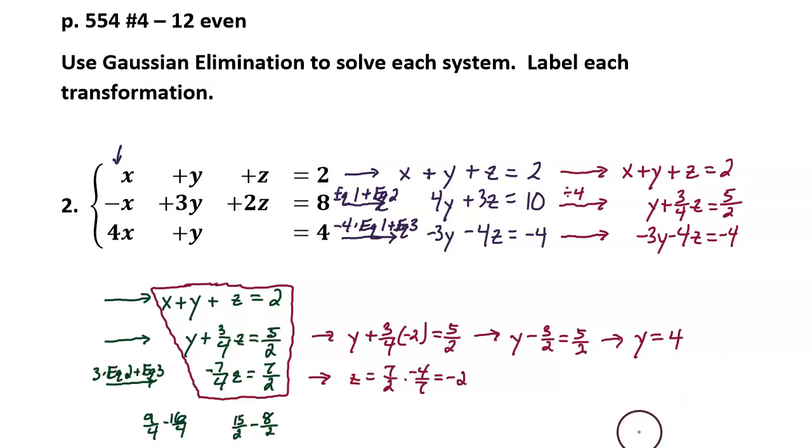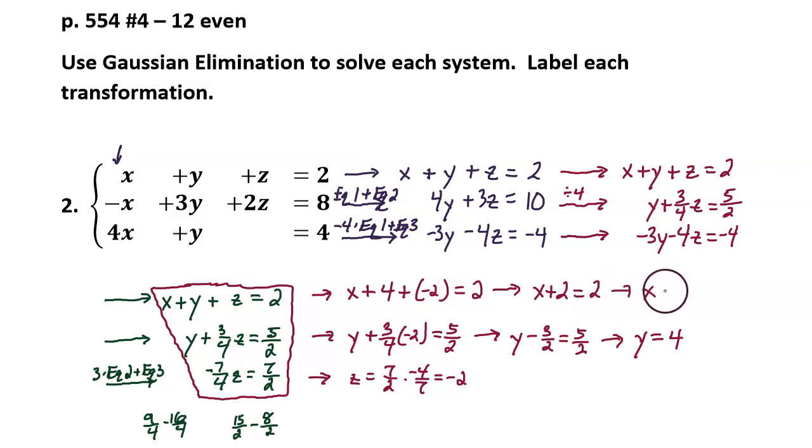Now that we know the answer for z and for y, we can do back substitution into equation 1 to get the answer for x. So we have x plus the y is a 4, plus the z is a negative 2, and that's equal to 2. Therefore, x plus 2 is equal to 2, so x is equal to 0.